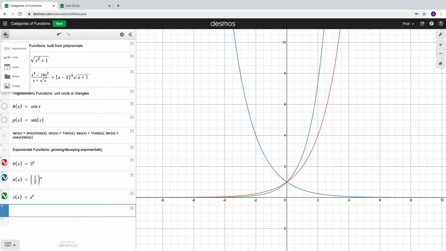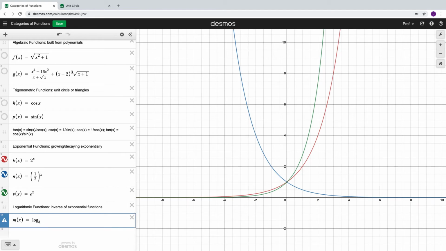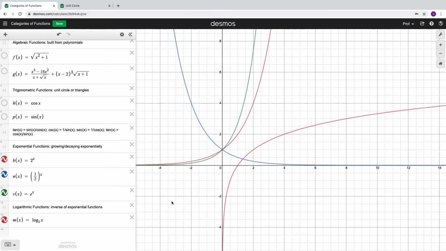All right, and finally, we have logarithmic functions. And logarithmic functions are the inverse of exponential functions. So they have the general form log base b of x. And that b is the same base as what I was referring to over here. So let's graph log base 2 of x. It is the inverse. It is flipped over the line y equals x of our exponential functions.